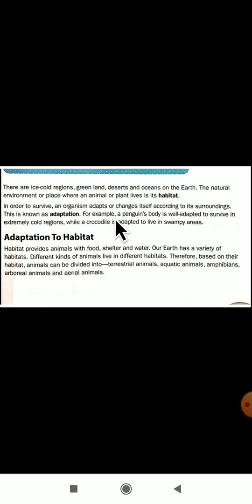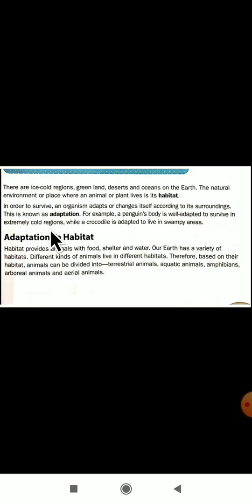For example, a penguin's body is well adapted to survive in an extremely cold region. See, penguin, you know very well about penguin. The penguin will survive in a cold region only, extremely cold. In that extremely cold place, the penguin survives. Nothing but the penguin's body has adjusted to that cold region. So this is an adaptation. We call that the penguin's body is adapted to that very cold region.